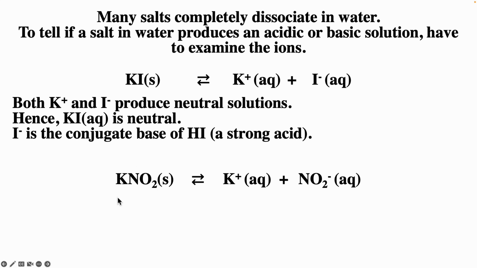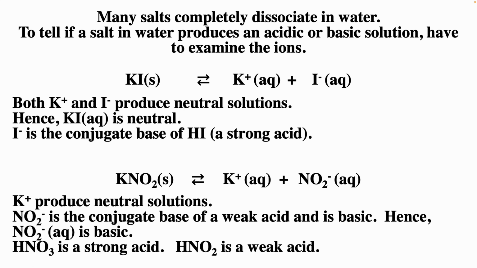Now here we have potassium nitrite. Now you've got to be careful. The nitrite is the conjugate base of a weak acid, right? Nitrate is NO3 minus. That's the conjugate base of a strong acid. Nitrite has 2 oxygens. That's the conjugate base of a weak acid. And so the potassium, again, is neutral. The nitrite ion is actually basic because it's the conjugate base of a weak acid. And so a solution containing potassium nitrite would actually be basic.